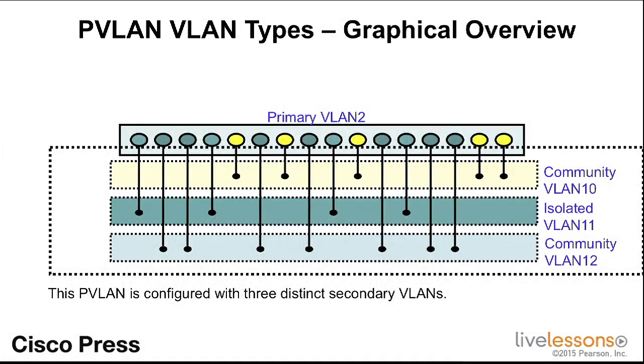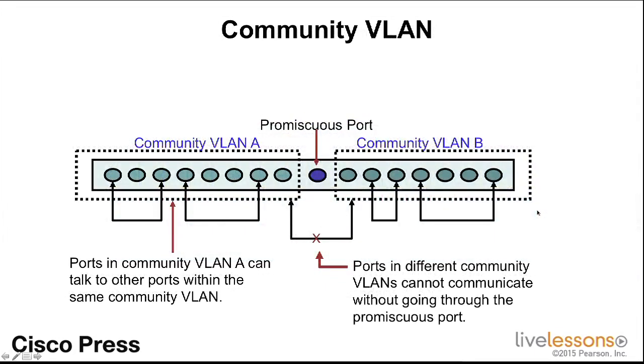So here's a graphical overview of the VLAN types. Up at the top, you see a primary VLAN. We'll call this VLAN 2, just as a quick example. Our community VLAN in this case is VLAN 10. We have an isolated VLAN 11 and a community VLAN 12. So we'll talk about isolated and community VLANs a little bit more in detail here.